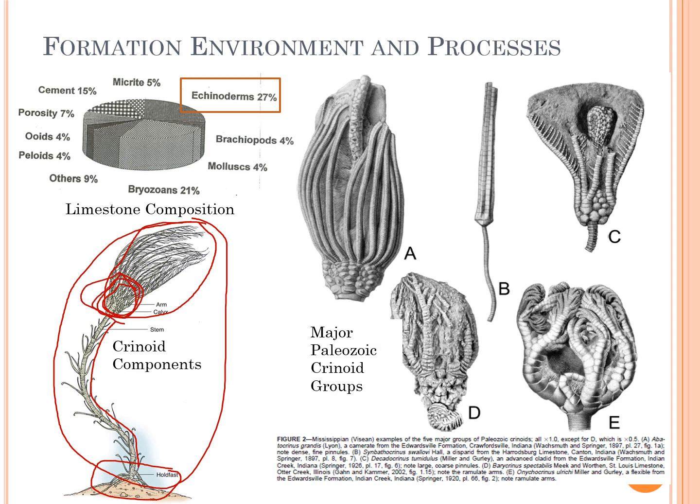You can see that in most limestones, a lot of limestone echinoderms, a type that includes starfishes and our crinoids, oftentimes make up as much as 27% of limestones. They're not probably quite as common in the Indiana, but you still see a lot of crinoid fragments.